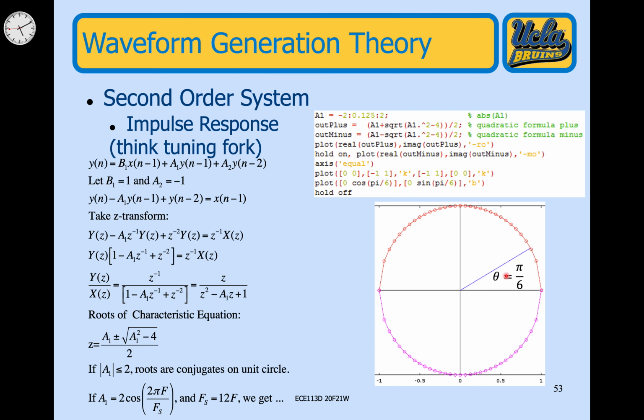They meet at, well, okay. If I want this a value to always be less than 2, I can make that a 2 cosine function, which will always be less than 2. And if I make the argument of the cosine function 2 pi f over fs, where f is the frequency of the signal and fs is the sampling rate, then say the sampling rate is 12 times the frequency of the signal. That means you're getting 12 samples for each cycle of the frequency.